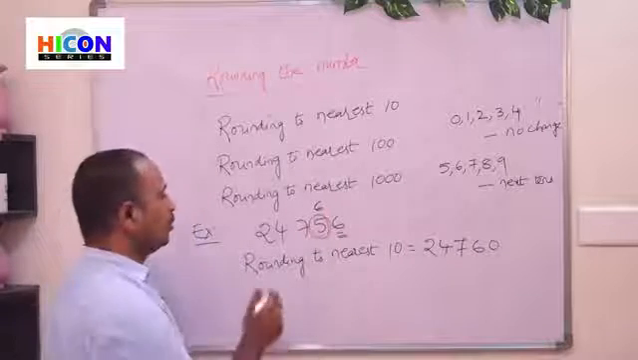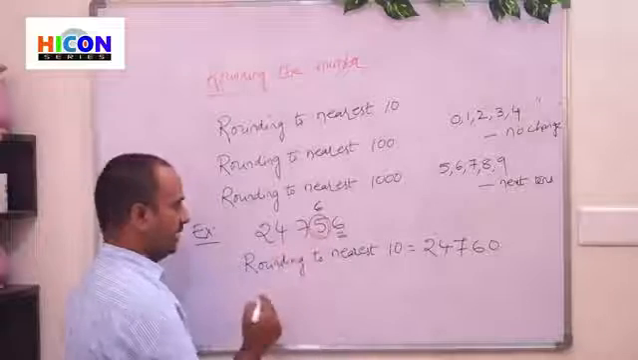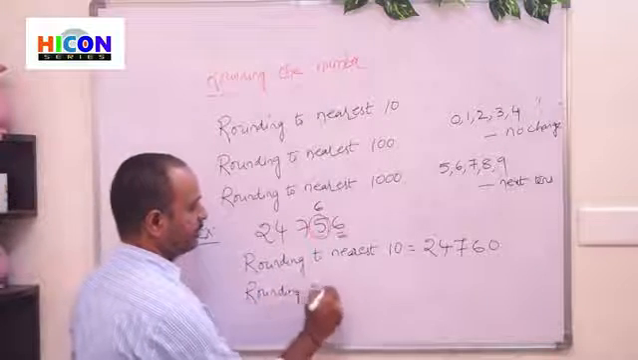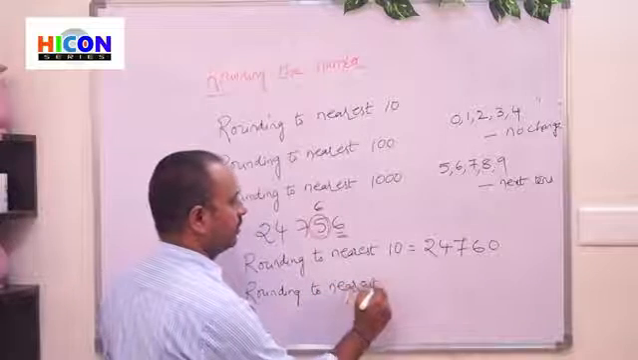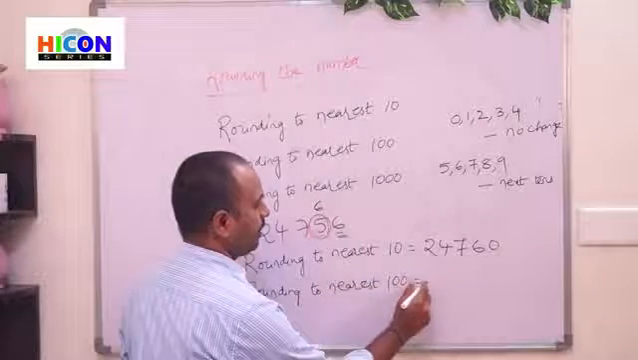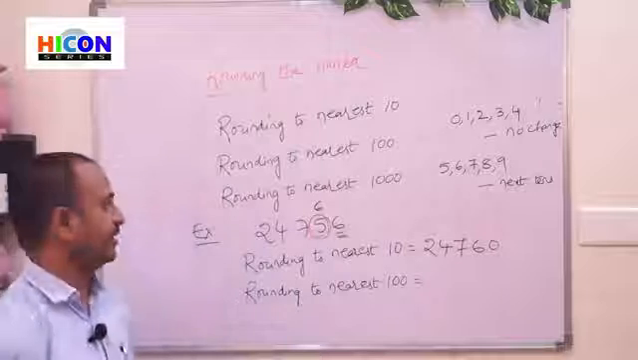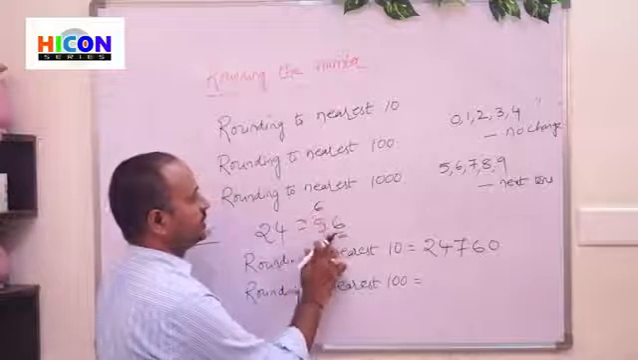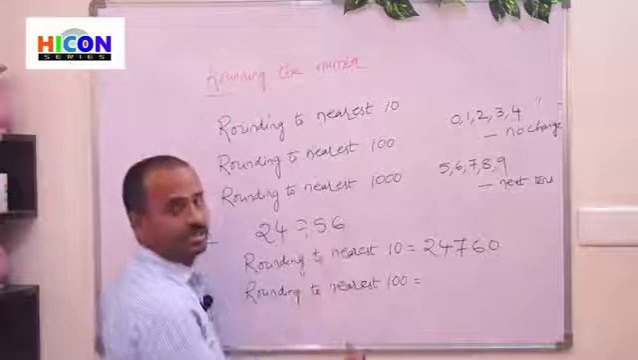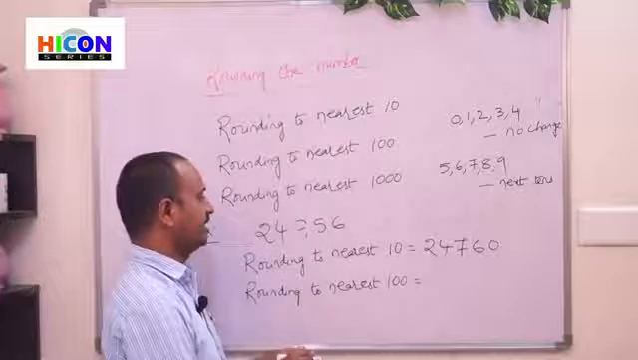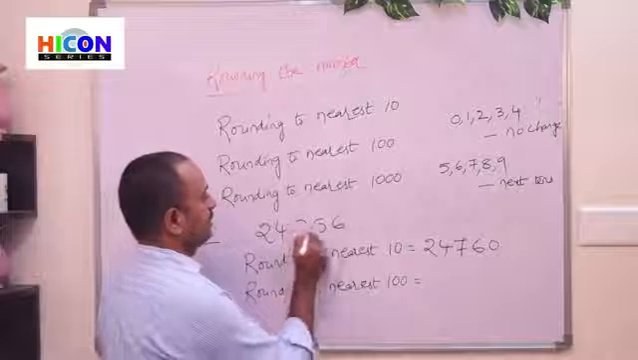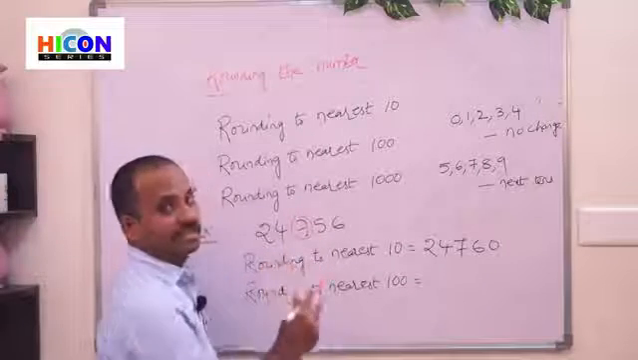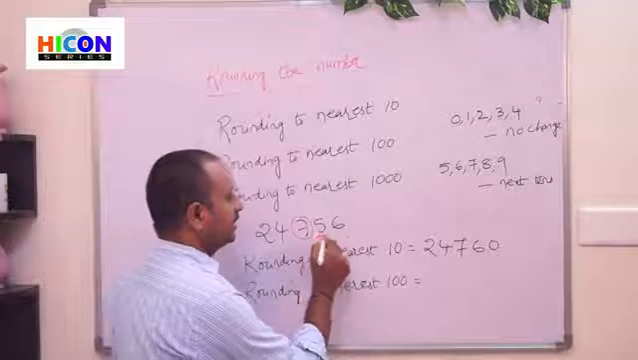And let us see how to round this number to nearest hundreds. Rounding the given number to nearest 100. First identify the digit present in the hundreds place. Here the digit present in the hundreds place is 7. And check the next digit. The next digit is 5.